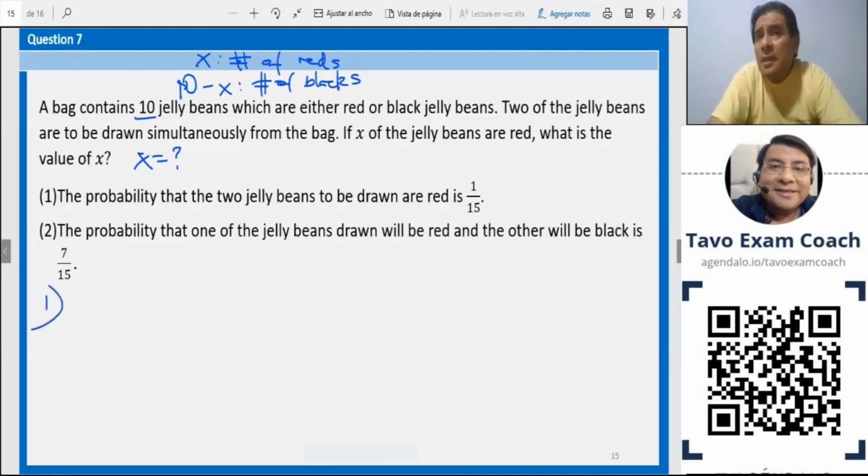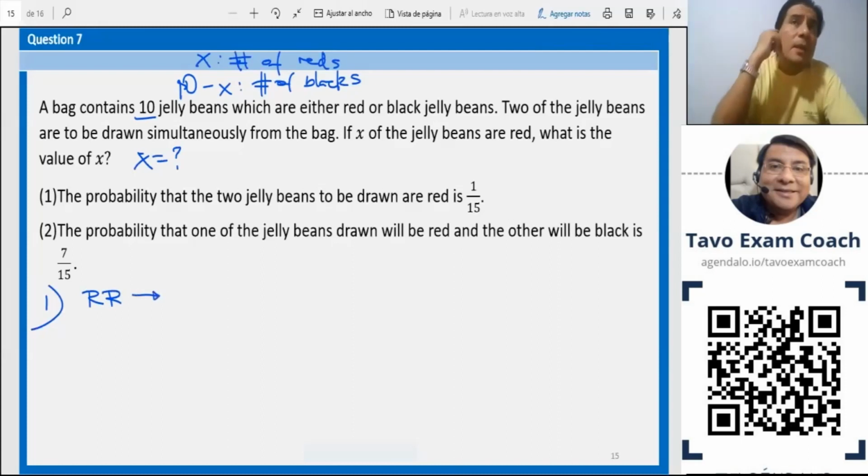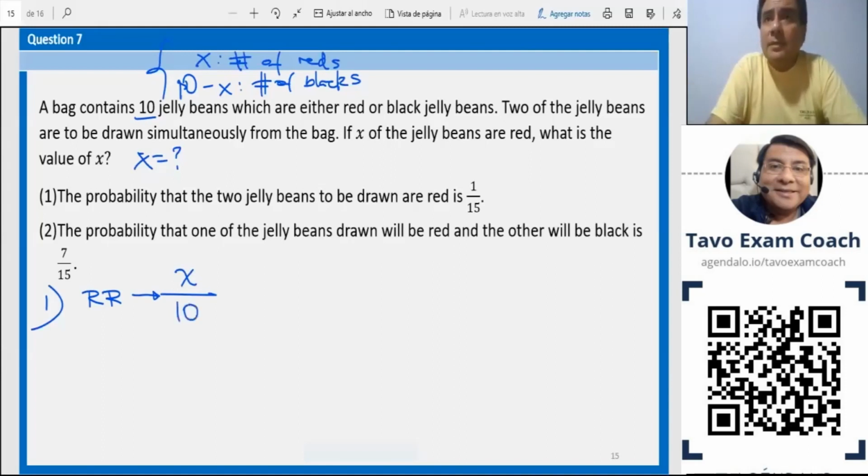How would you calculate if they asked you to calculate the probability that the 2 jelly beans are red? Well, you could establish a sequence of letters such as RR and then calculate the probability of each of them, considering this data here. So what's the probability of getting one red? That's the number of favorable cases, which is the number of reds, X, divided by the total number of jelly beans in the bag, that is 10.